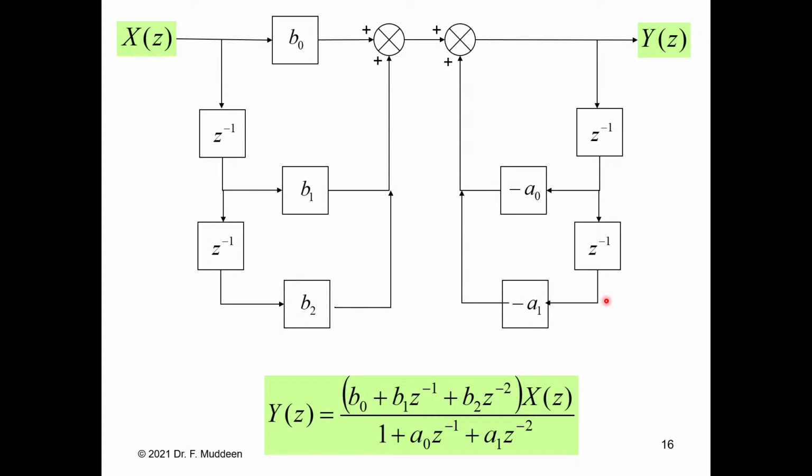Similarly, for our y of z here, we see that we have z to the minus 1 and z to the minus 1 here, being that we have z to the minus 1 y of z, and then z to the minus 1 multiplied by that to give us z to the minus 2, and then we formulate this here with our a1 accordingly.